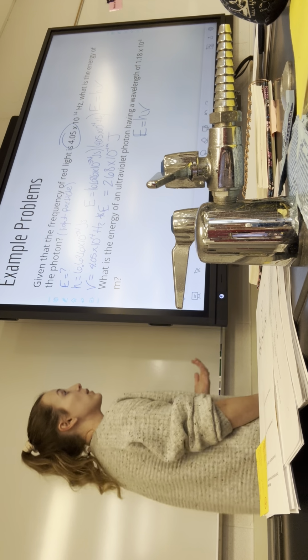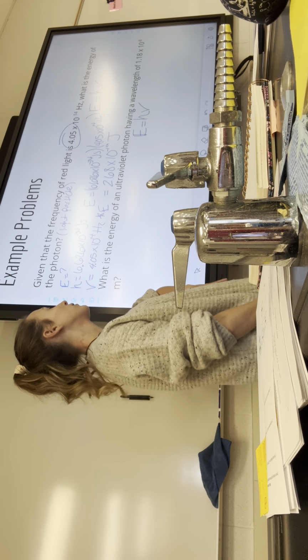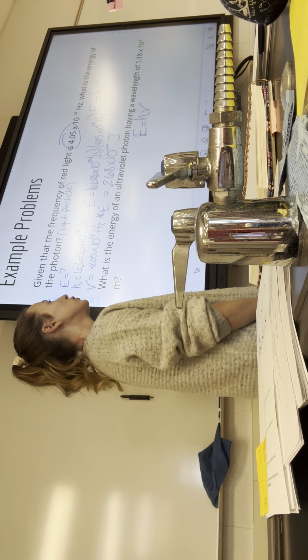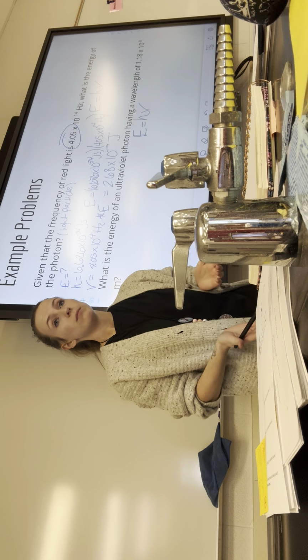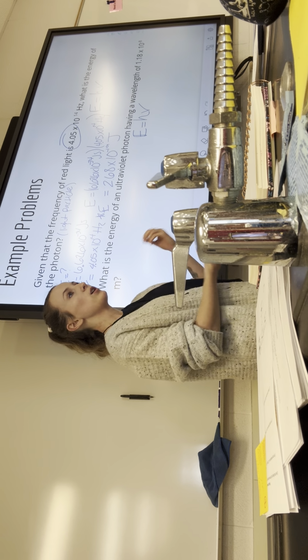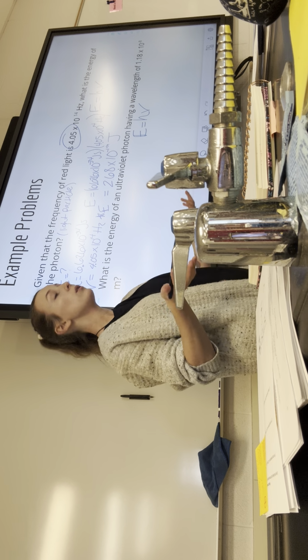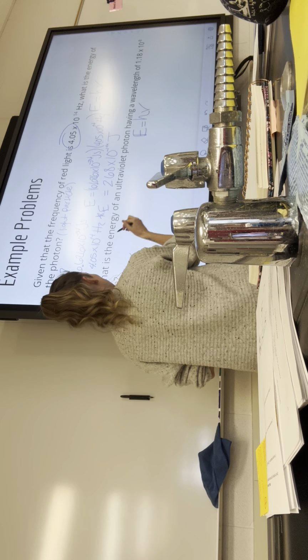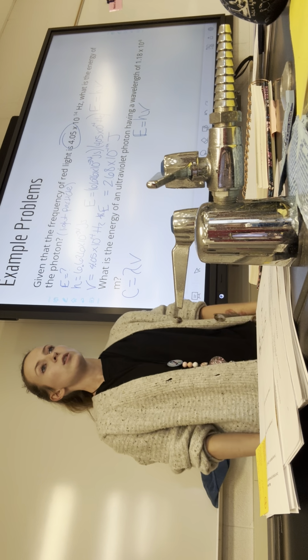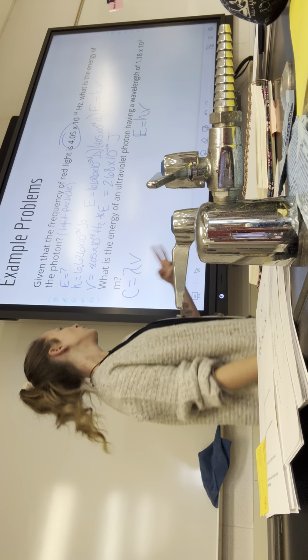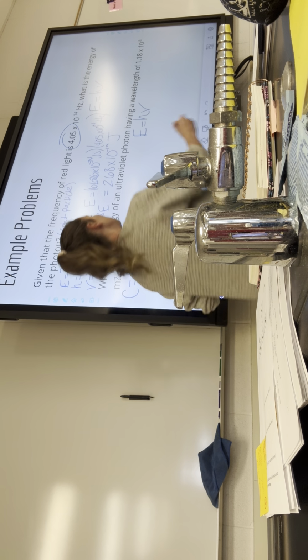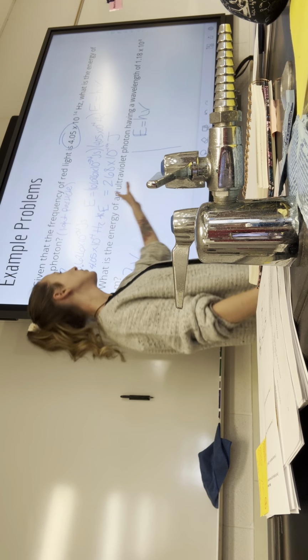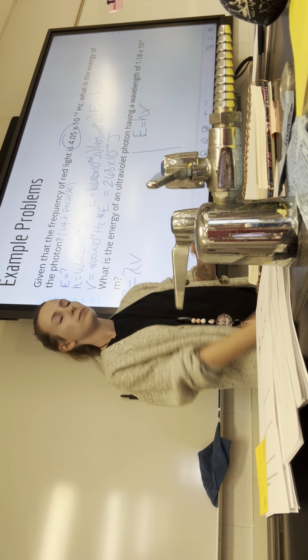So if we have wavelength, that's not part of our energy equation, but frequency is. So we need to find a way to solve for frequency. Good thing we have an equation from last week that we can use to do that, and that is our speed of light equal to wavelength times frequency. Two-step problem here. We need to solve for our frequency, and then we'll be able to plug in everything to solve for energy.